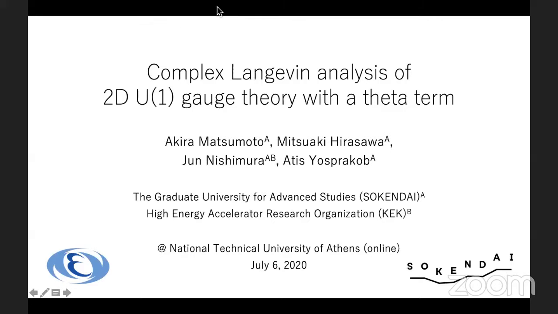Thank you for the introduction, and thank you for giving me this opportunity to give a talk. So I will start my talk. I will talk about my recent research on two-dimensional U(1) gauge theory with a theta term by using the complex Langevin method. This is a collaboration with these people at SOKENDAI and KEK in Japan.